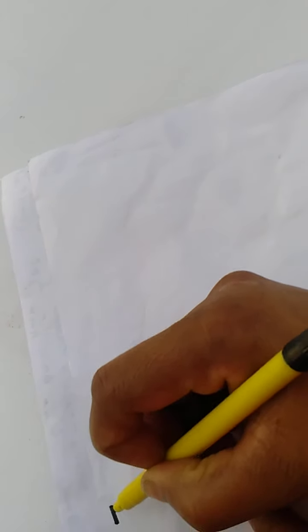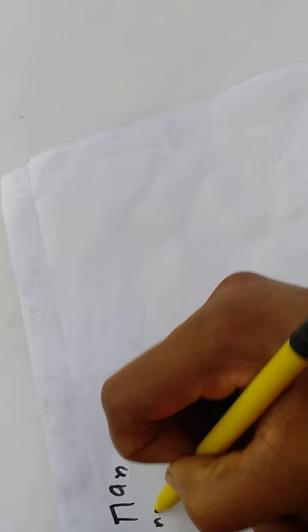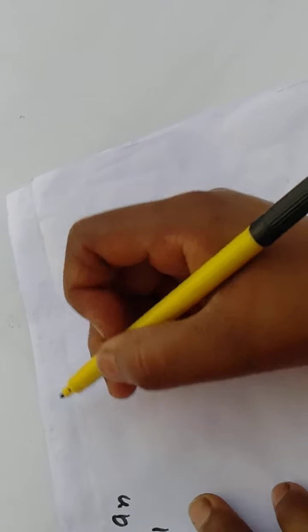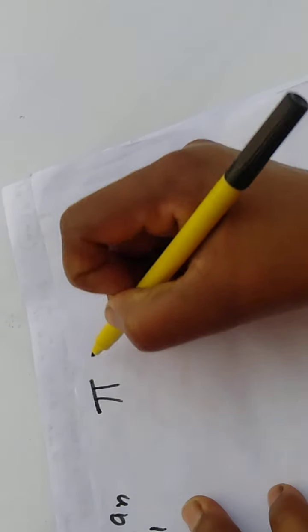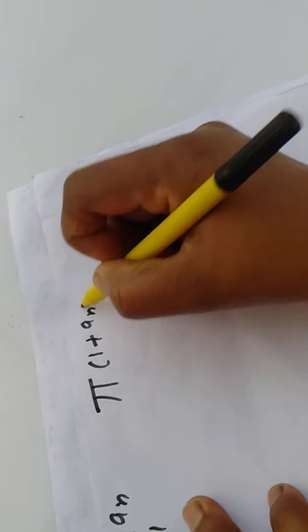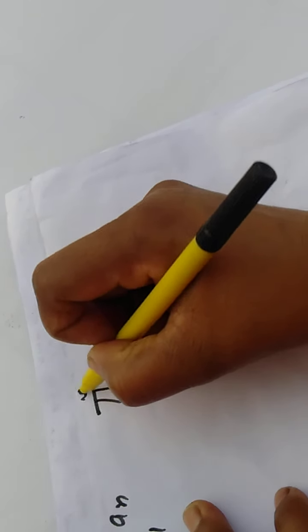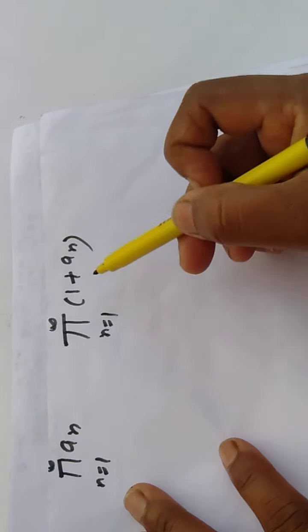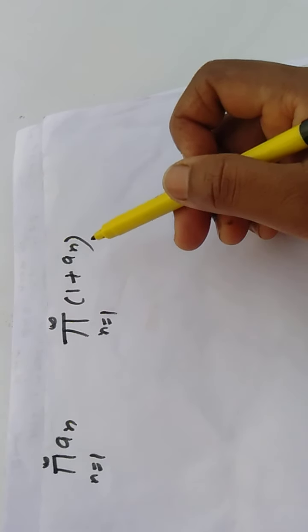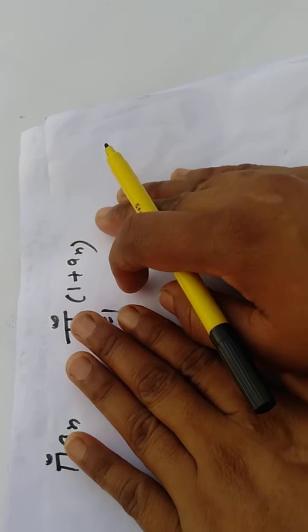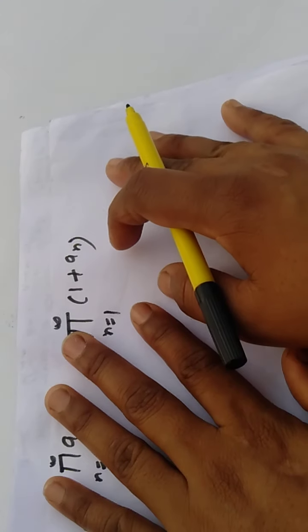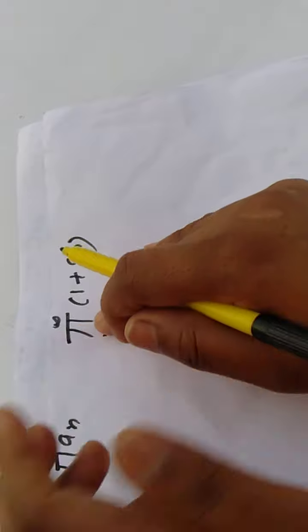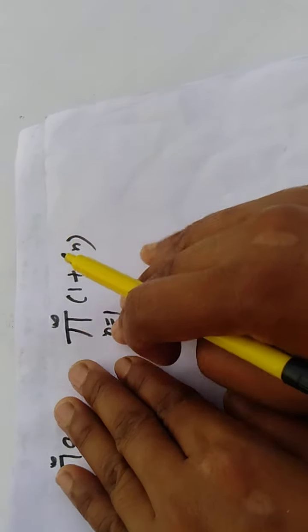One thing which I want to discuss is that instead of writing product a_n, n varies from 1 to infinity, we shall write product 1 plus a_n, n varies from 1 to infinity. Means instead of writing the factor as a_n, we shall write the factor as 1 plus a_n. Why? Because as we have discussed, the infinite series and product can be converted into series by taking logarithm.